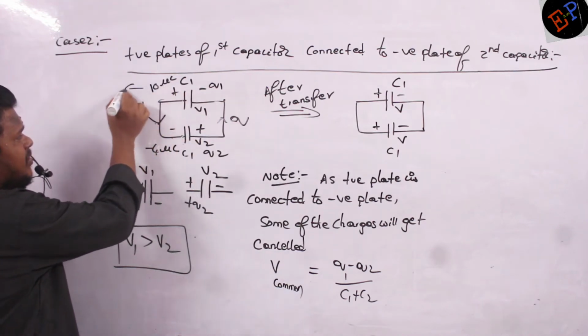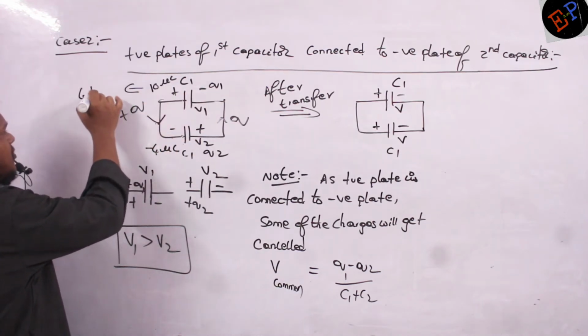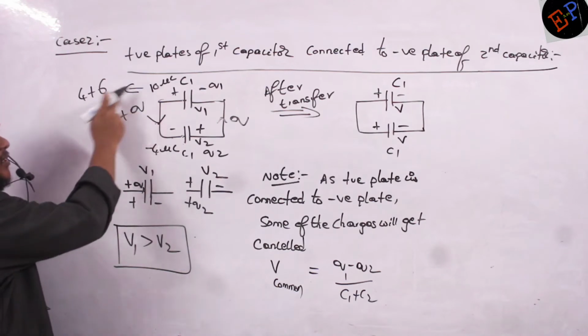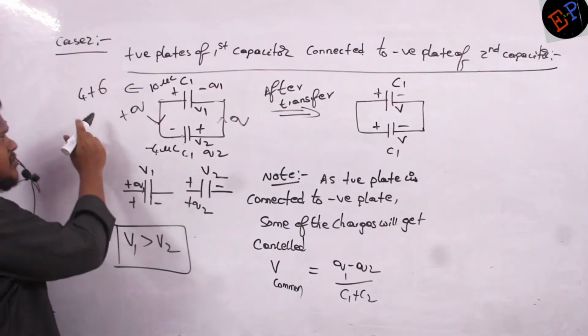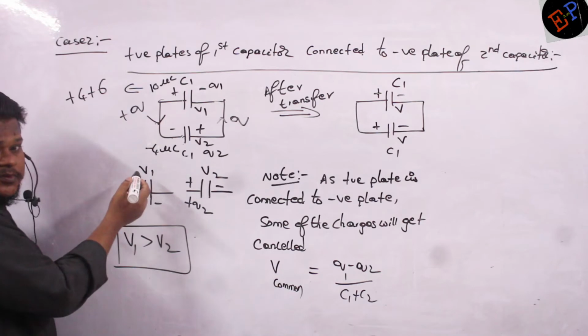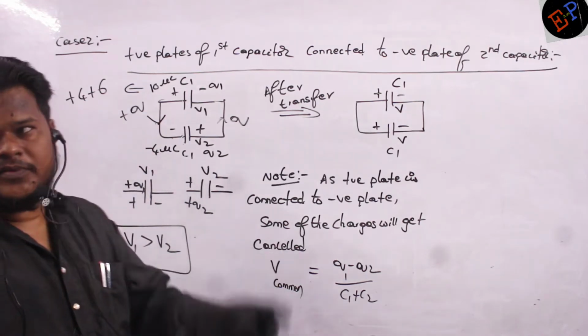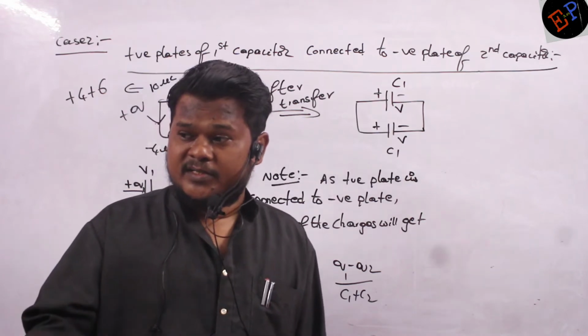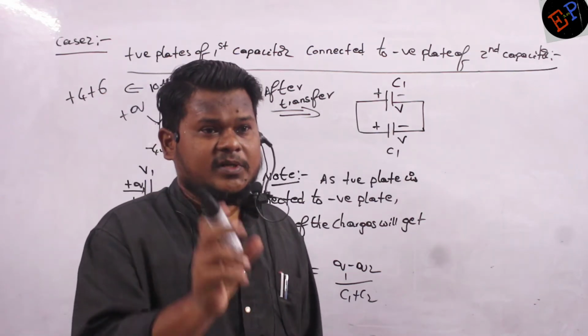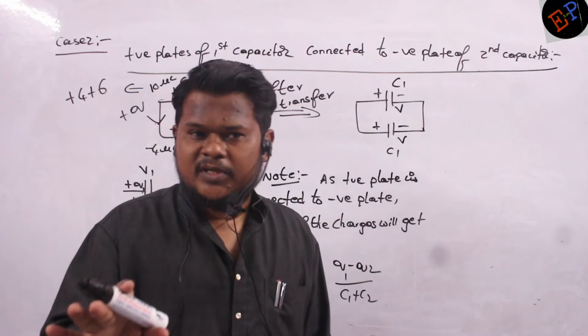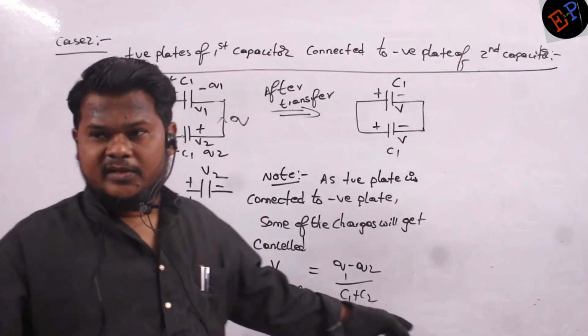So this 10 I can divide into 4 plus 6, no? So this is plus 4, this is minus 4. This minus 4 and this plus 4 will get cancelled with each other. What is the remaining charge? 6. Remaining charge is 6. Are you able to understand? Same concept is happening here also.